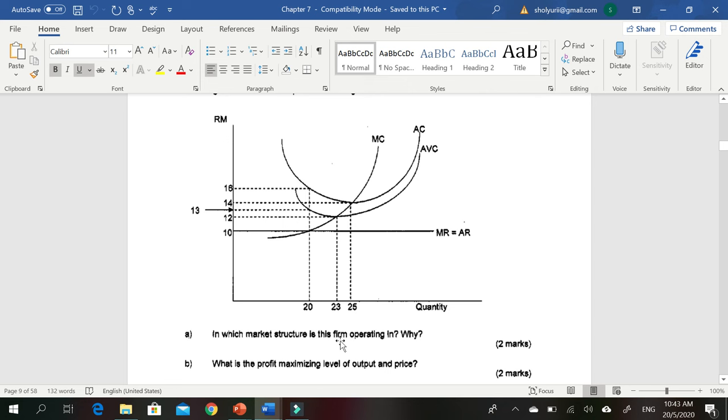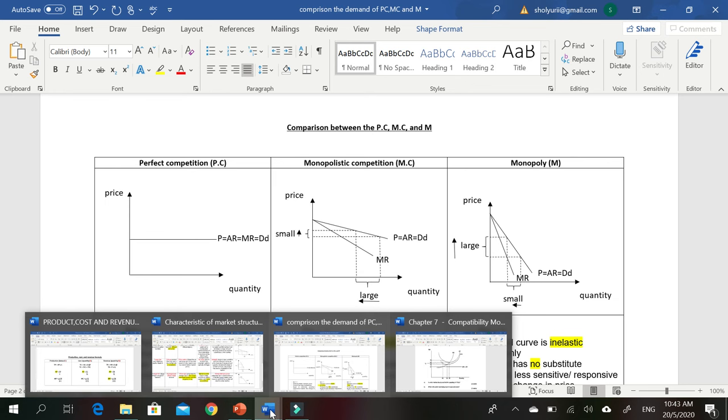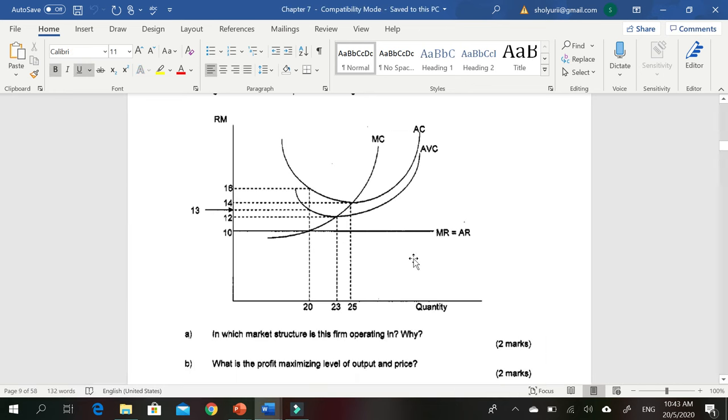Perfect competition. Macam mana you tahu ini adalah perfect competition? Because MR is equals to AR. Yes. If you answer that, it's correct. Because for market structure yang lain, memang AR tak equals to MR. MR di bawah, AR di atas. Same goes here. Untuk oligopoli pun sama macam tu juga. Okay. Betul. Satu lagi boleh buat apa?